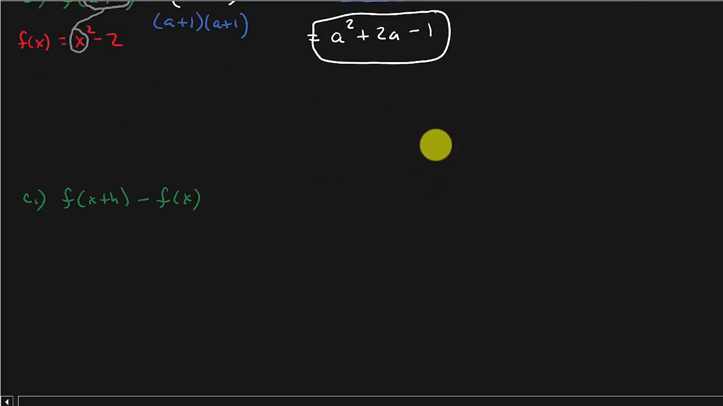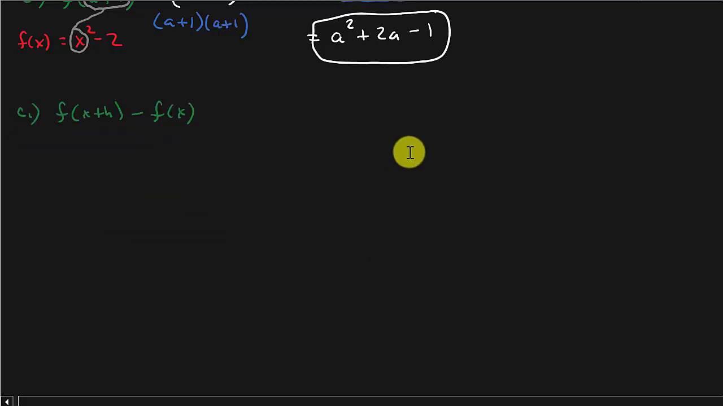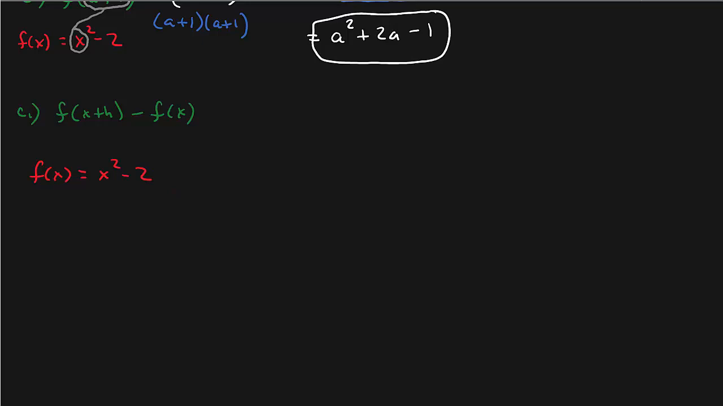All right, let's look at this one. I'm going to move this up in case we need more room. So let's see what we've got here. So we've got f of x is equal to x squared minus, now let me write that in red. We've got f of x equals x squared minus 2. Now, this has two parts of it. This is f of x plus h, and then minus f of x. So let's just look at this first one. Let's take care of that one.